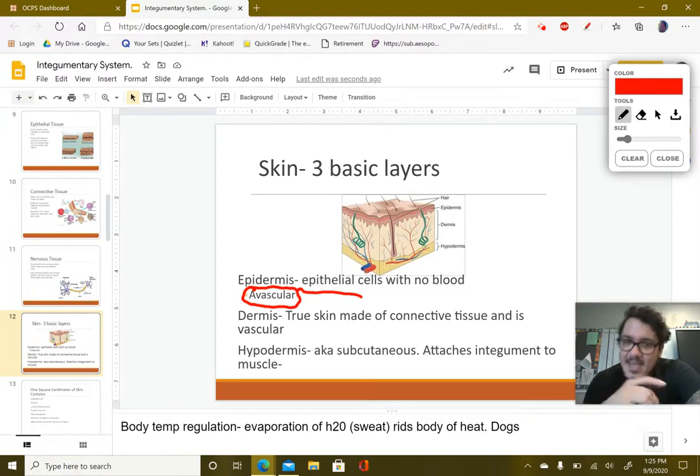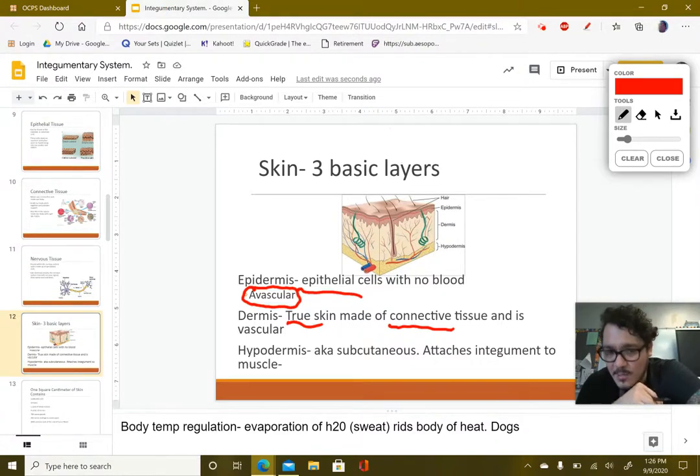The dermis is known as the true skin. That is a nickname it tends to have, so I'd make sure we know that. It's made up of connective tissue. Hey, we talked about that today too in our video. Connective tissue is literally going to connect parts together. It is vascular, meaning there are arteries and veins here.